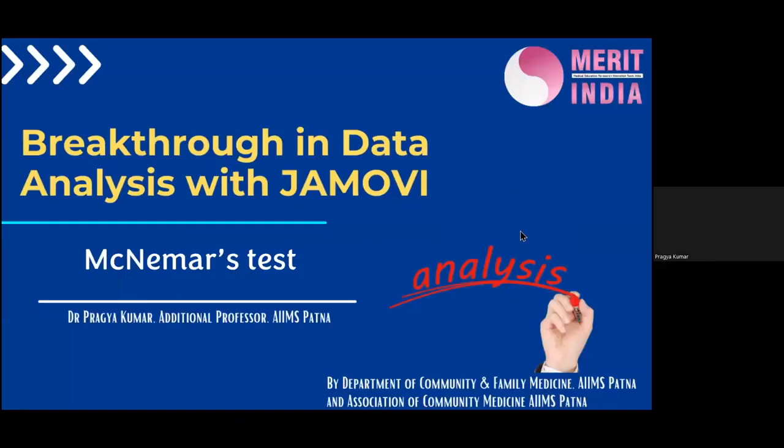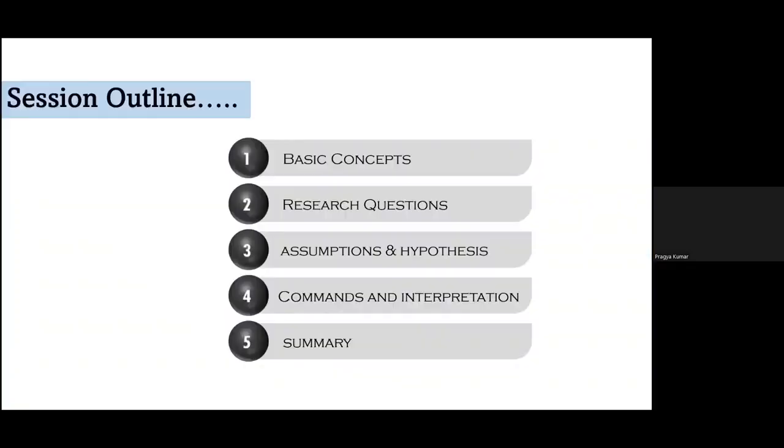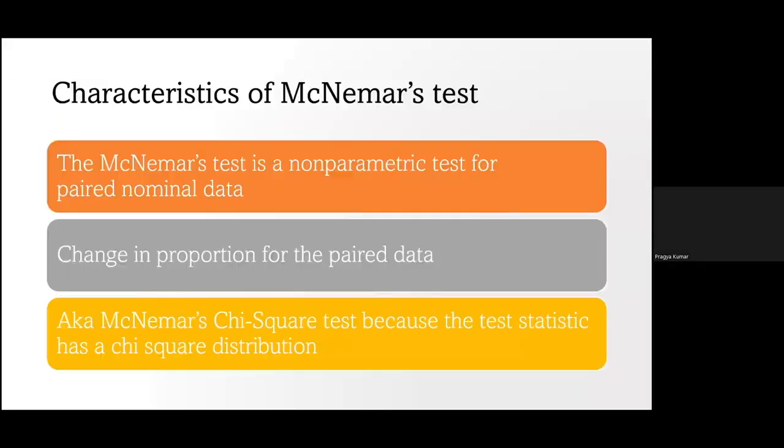This McNemar test. Now, this McNemar test, again, like all other sessions, we learn the first basic concepts, then the research questions, the underlying assumptions and hypothesis, what are the commands and how do we interpret, and then summarize the commands. So this McNemar test is again a type of non-parametric test. Like all the tests which we have done together, chi-square, various types of chi-square, it is a non-parametric test.